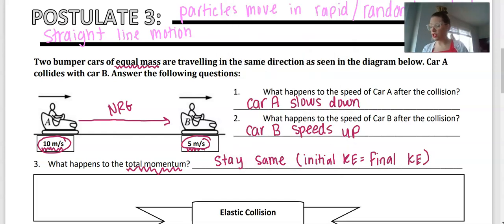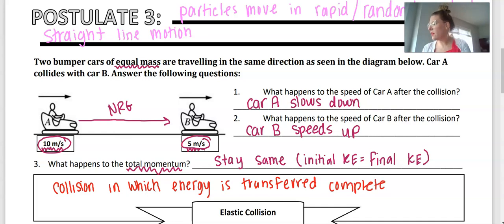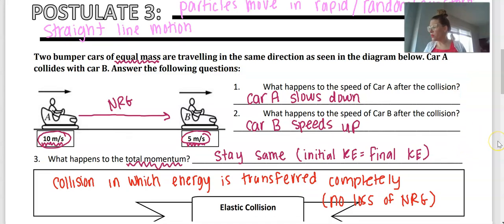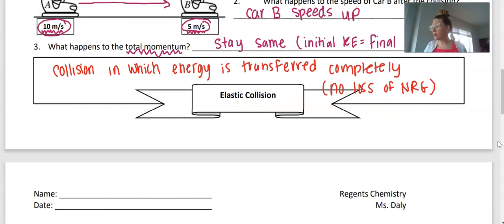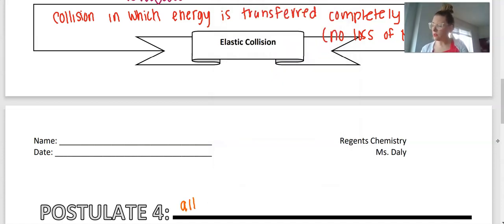So an elastic collision is going to be a collision in which energy is transferred completely. And what do I mean by that? I mean there's no loss of energy. Okay, we lose no energy in this collision. And so this leads us to our fourth and final postulate.